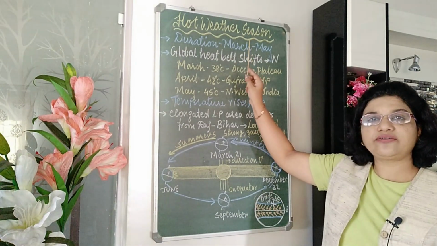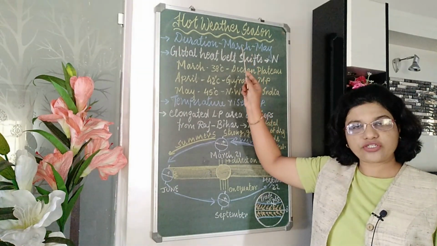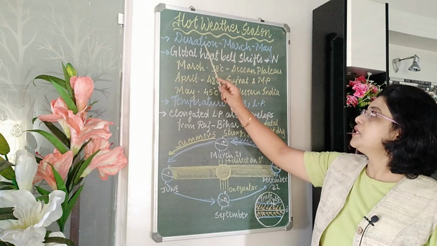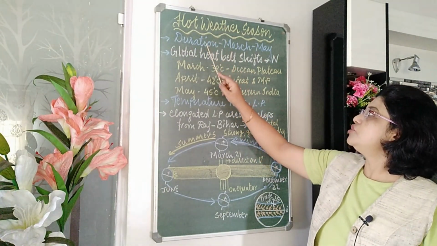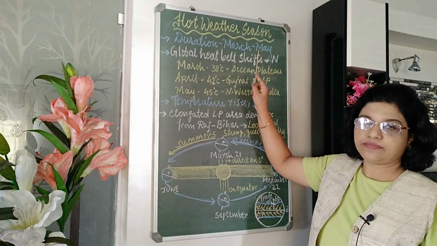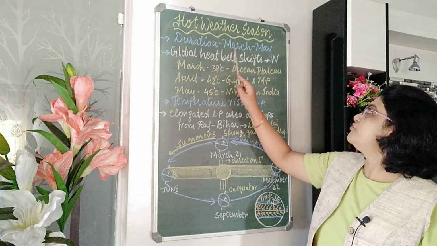So what are the characteristics of this season? That is how a question appears in your exams. So first of all, we need to know in which months it comes. So the duration is from March to May. It starts from the month of March till May.